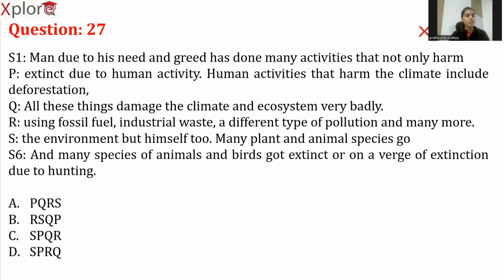Okay. Statement 6. And many species of animals and birds got extinct or on the verge of extinction due to hunting. So as you can see here, read the statement one carefully once. Man, due to his need and greed, has done many activities that not only. So whenever you use this kind of correlative conjunction, not only is followed by, but also. Now, based on the option verification, we will not consider Q for the second statement. Our second statement is among P, R, and S.